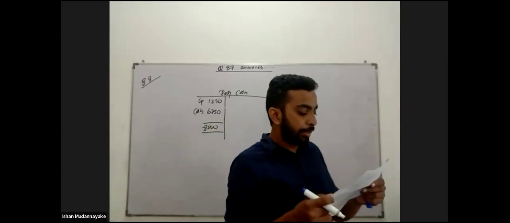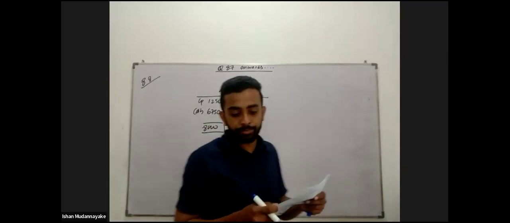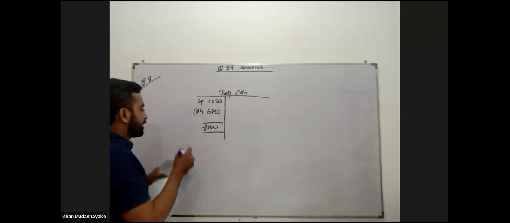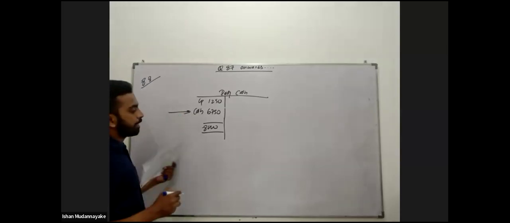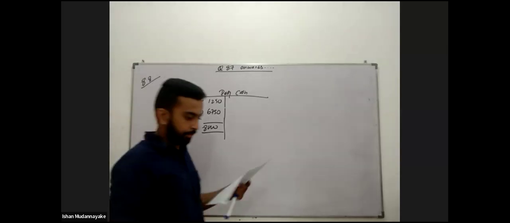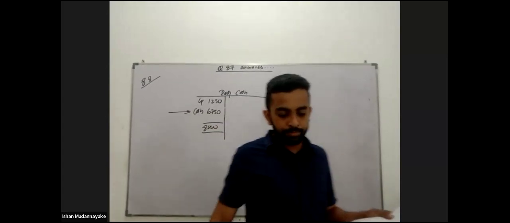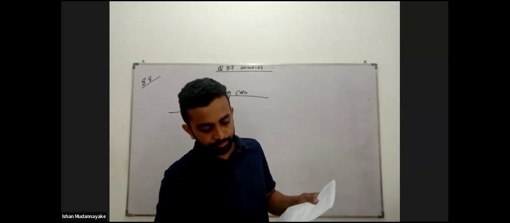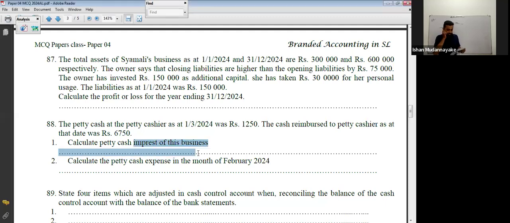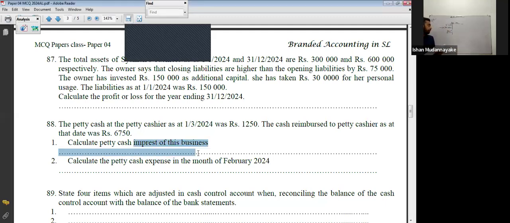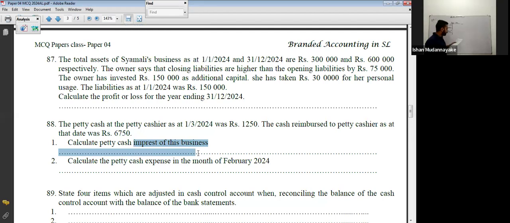Second one, calculate the petty cash expense in the month of February. In the month of February, petty cash expense is 6,750. Okay, and then the answer for the question: petty cash imprest is 8,000. Second one, petty cash expense in the month of February is 6,750.